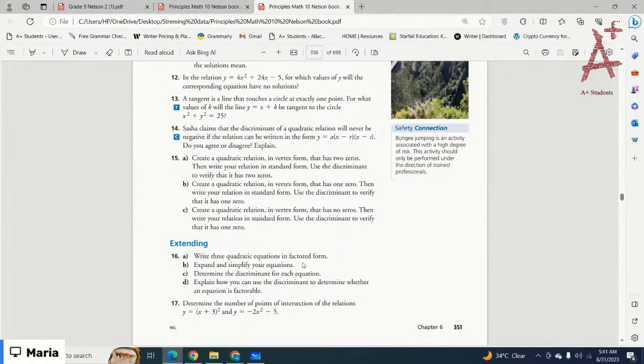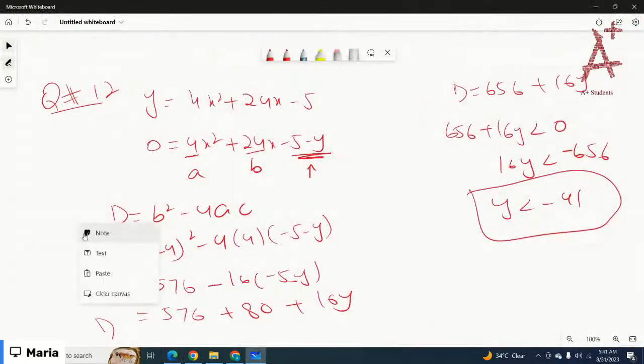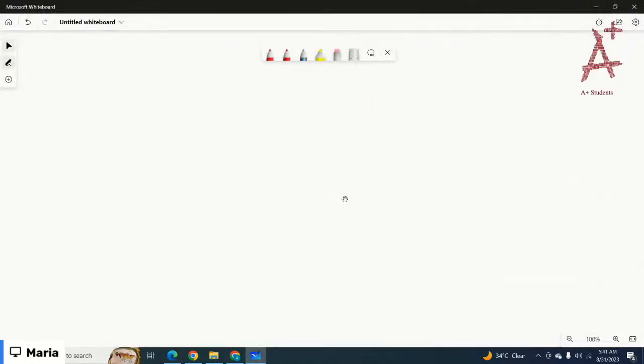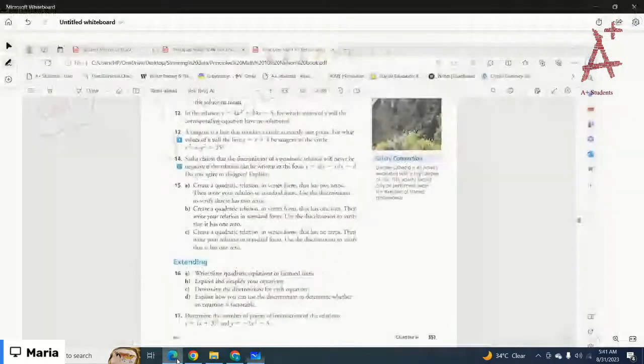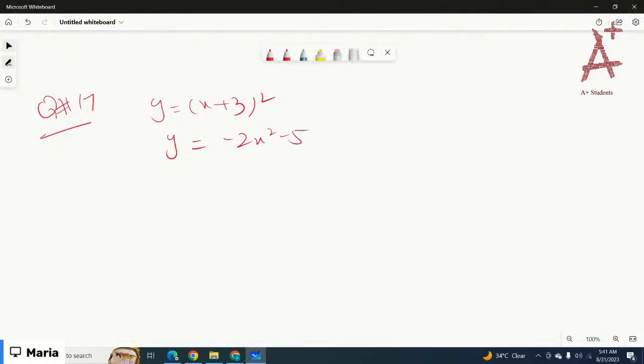Okay, let's just do question number 17. Determine the number of points of intersection of the relations y equals (x plus 3) whole square and y equals negative 2x square minus 5. Question number 17 it is. Okay, so they both are equal to y. Let's just equate them. (x plus 3) whole square equals negative 2x square minus 5.